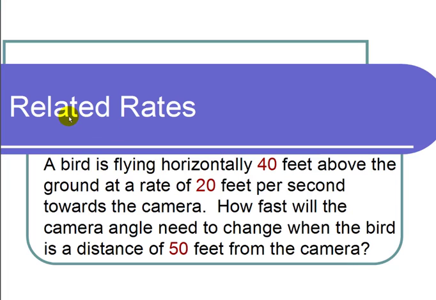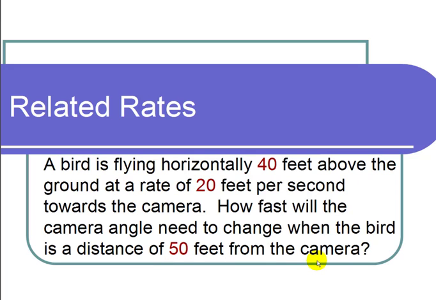This is a video on related rates. The question states, a bird is flying horizontally 40 feet above the ground at a rate of 20 feet per second towards the camera. How fast will the camera angle need to change when the bird is a distance of 50 feet from the camera?